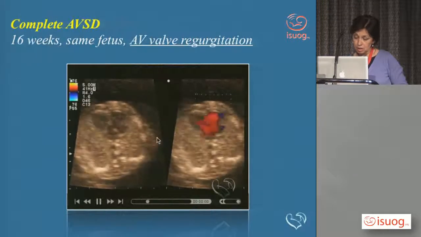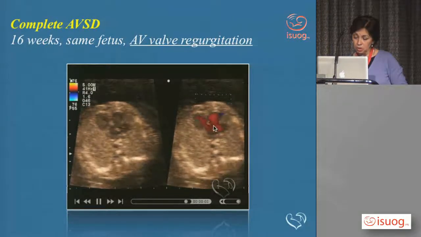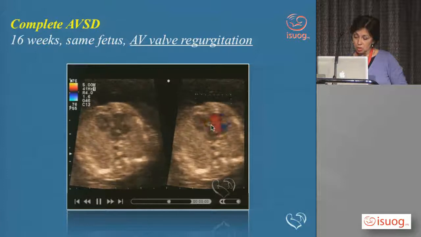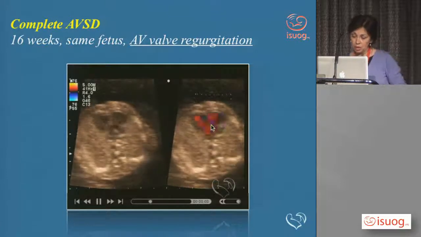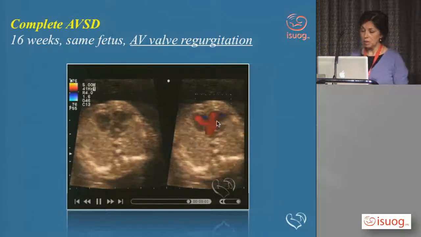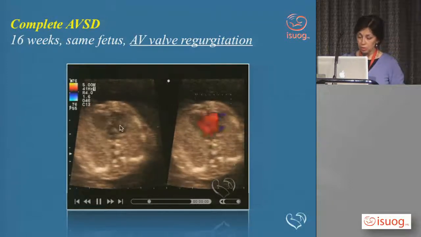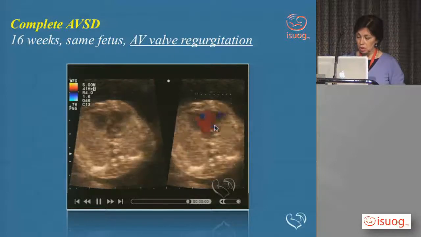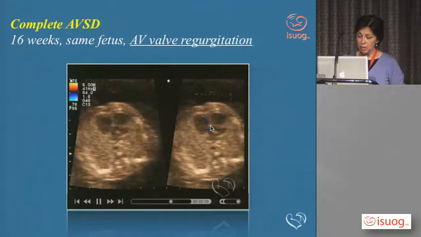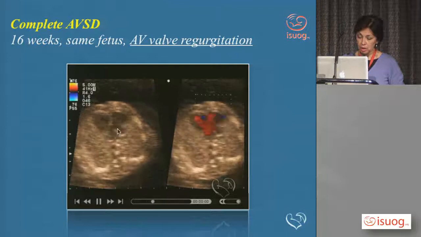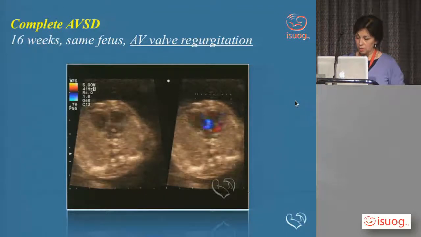And that's the picture at 16 weeks. You can see very obvious tricuspid regurgitation, labeled as tricuspid regurgitation in the first trimester, but in reality it is a common valve with a single orifice regurgitation. And that is really not the main marker here for Down syndrome. The main marker here is the AV septal defect.